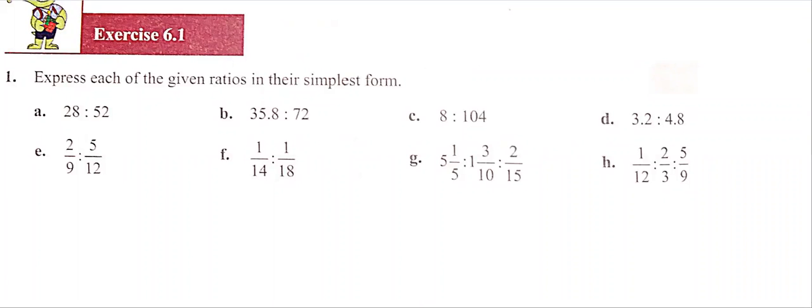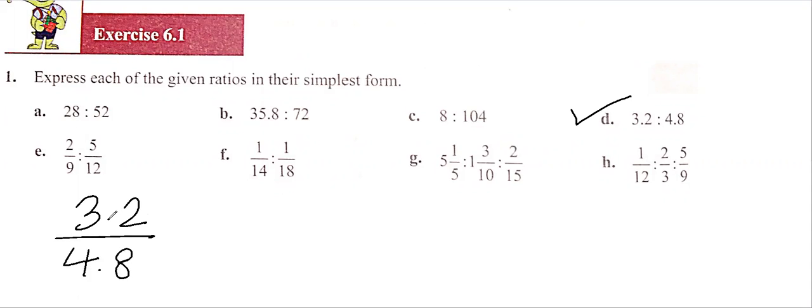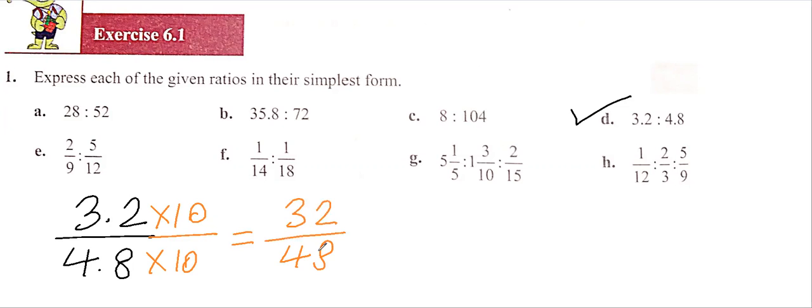So let's start exercise 6.1, question number 1. Express each of the following ratios in their simplest form. D1, let me solve. It says 3.2 is to 4.8. First I am going to remove this decimal. How can I remove this decimal point? By multiplying by 10 on numerator and multiplying by 10 on denominator. So I will get 32 upon 48.